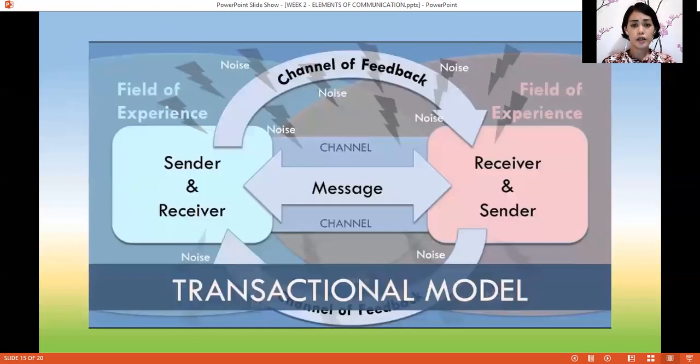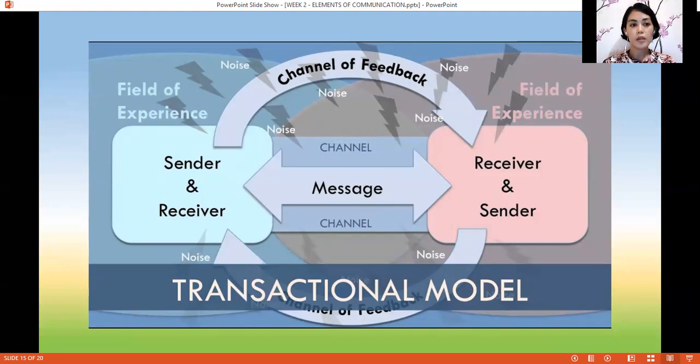Let's look at the model. So here in the transaction model, both are senders and receivers, and there is always feedback. It is always present. And as you can see, the field of experience is still present, and noise is affecting everything from the sender to the receiver, the context, the feedback, the channel, everything is affected by noise.